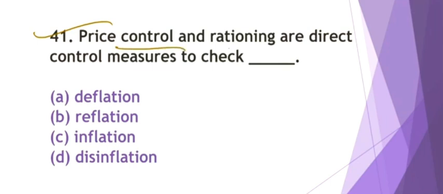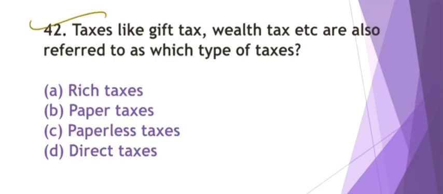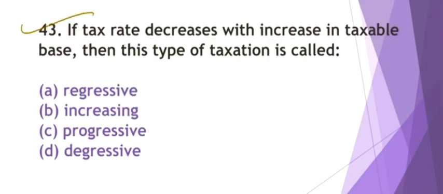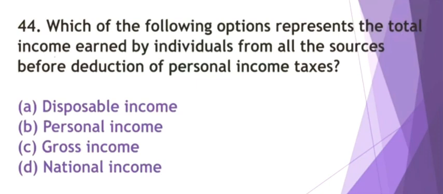41. Price control and rationing are direct control measures to check inflation. Option number C. 42. Taxes like gift tax, wealth tax, etc. are also referred to as which type of taxes? Option number B, paper taxes. 43. If tax rate decreases with increase in taxable base, then this type of taxation is called option number A, regressive tax.